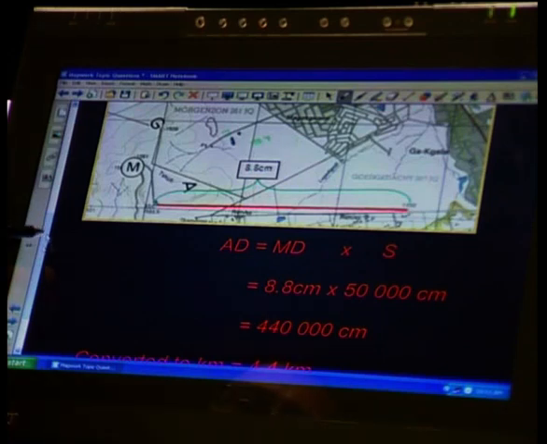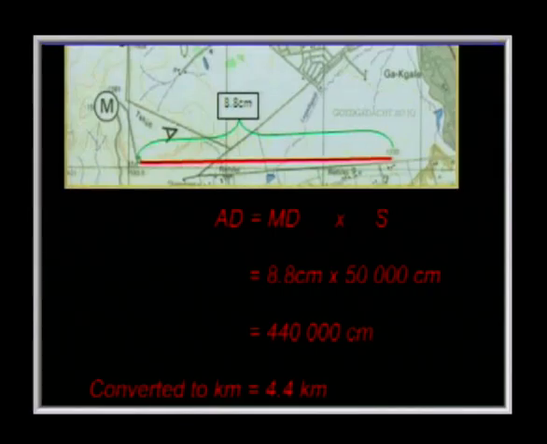Obviously, if you want it in kilometers, then you will convert that. And that's very, very simple, because there's 100,000 centimeters in a kilometer. So 100,000, I'll have to move five zeros. Remember, 100,000 is five zeros. One, two, three, four, five. And all I do is one, two, three, four, five, and I've got an answer of 4.4 kilometers.